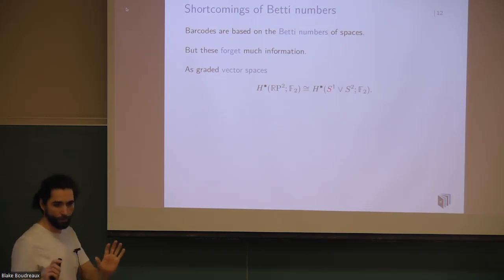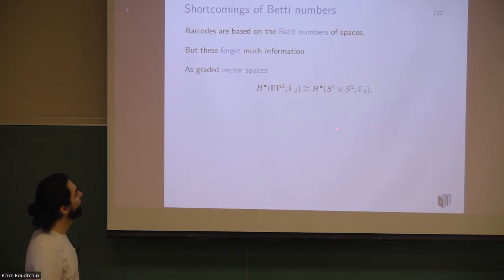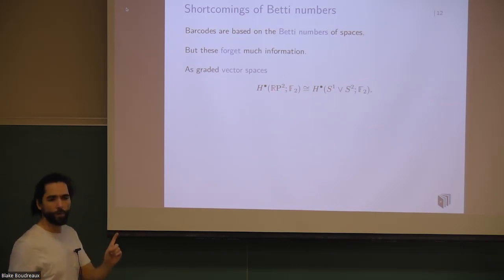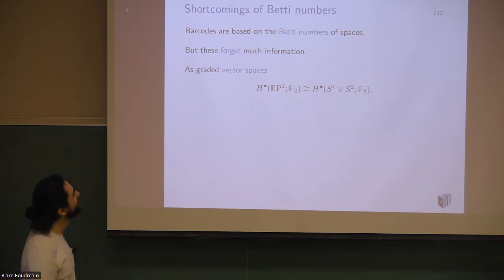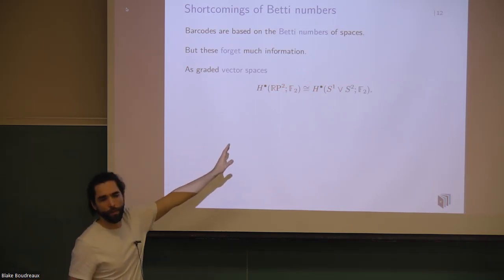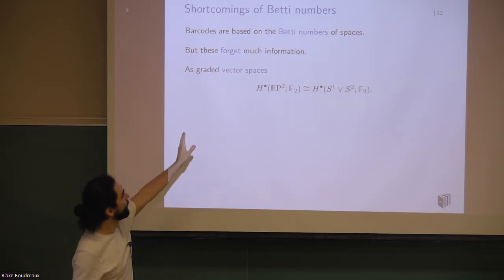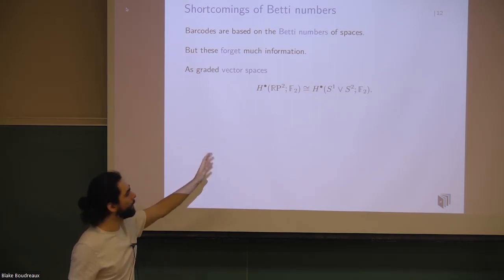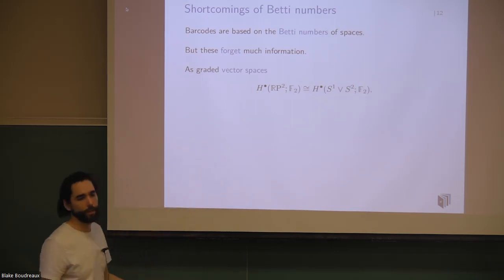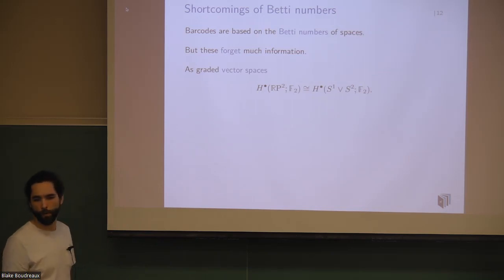So here's an example of two spaces, no persistence right now, one fixed space. The real projective plane and the wedge of a one sphere and a two sphere, this is the union of a circle and a sphere over a point. If we look at cohomology and we only consider Betti numbers, that means if we look at them as just graded vector spaces with mod two coefficients, then that invariant is not sufficiently powerful to tell these two different spaces apart.